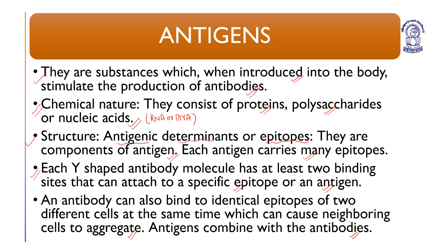Each Y-shaped antibody molecule has two binding sites that can attach to a specific epitope on an antigen. An antibody can also bind to identical epitopes of two different cells at the same time, to aggregate the neighboring cells. Antigens combine with antibodies. Understood?